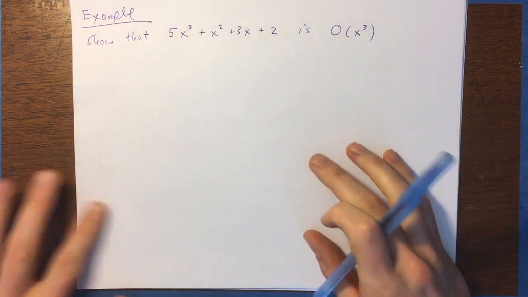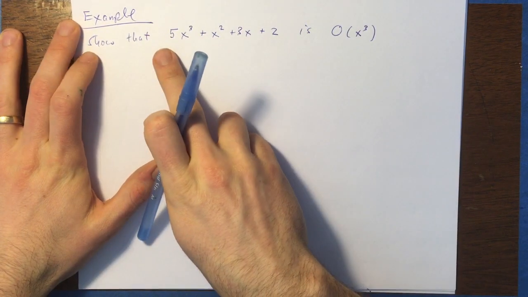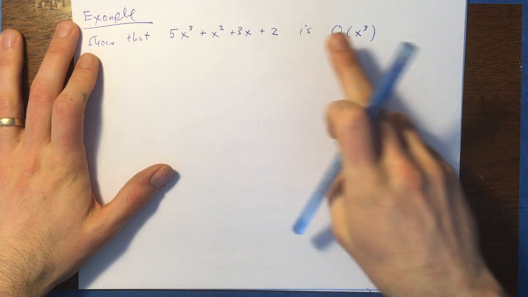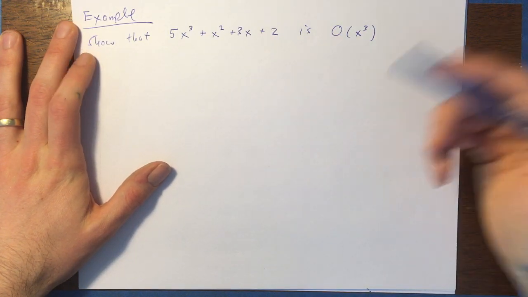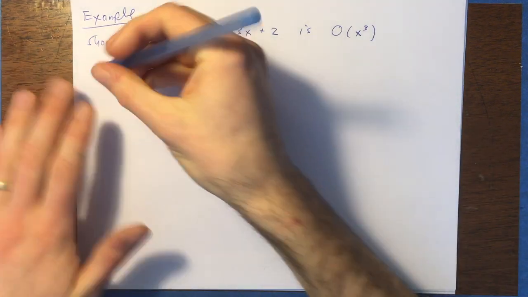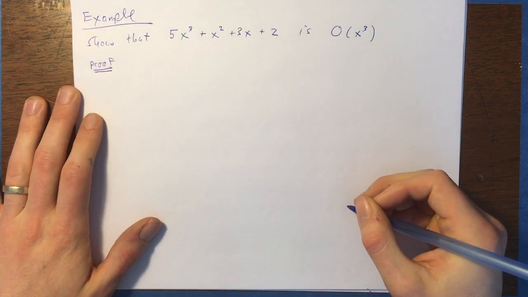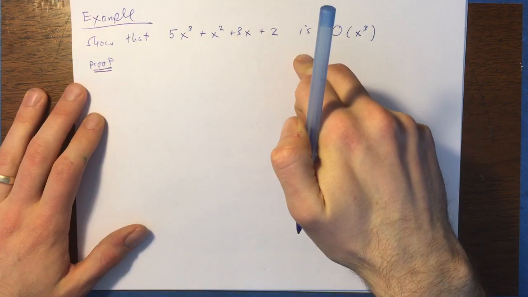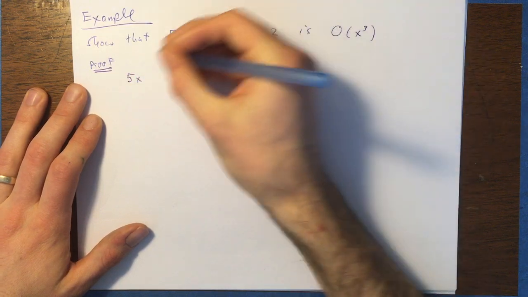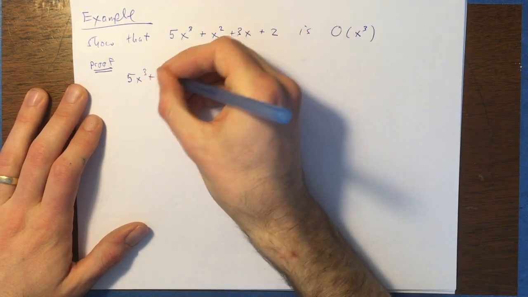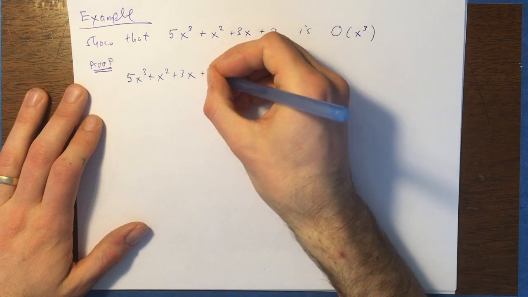Okay, so what we need to do is find witnesses, C and K, such that this is gonna be less than or equal to some multiple of this, that's C multiple of this, for x bigger than K. So the proof is going to be all about working with inequalities. Let's start with our function that we want to show is big O of x cubed: 5x cubed plus x squared plus 3x plus 2.